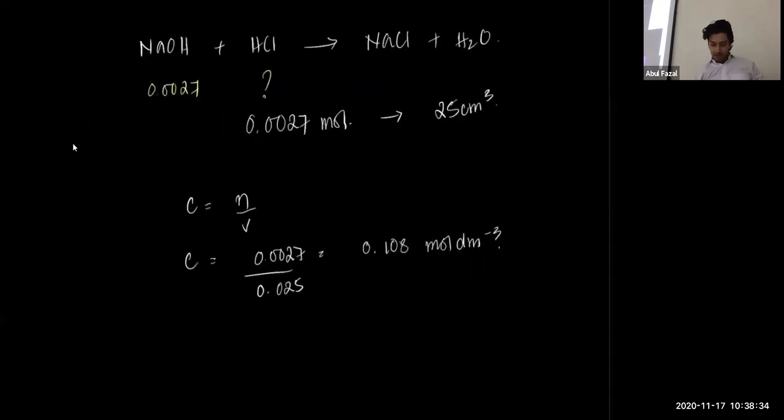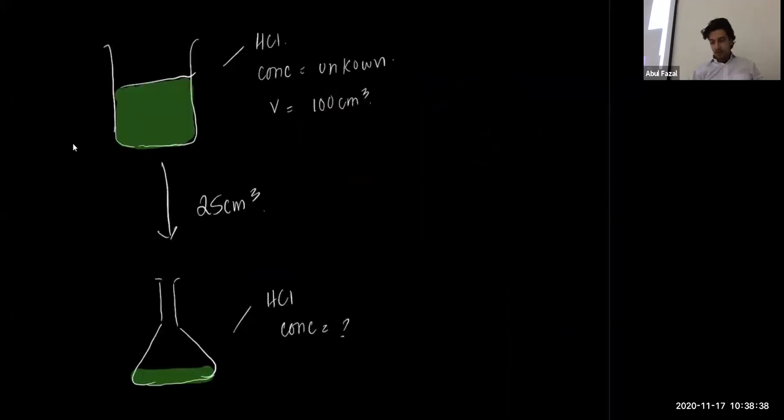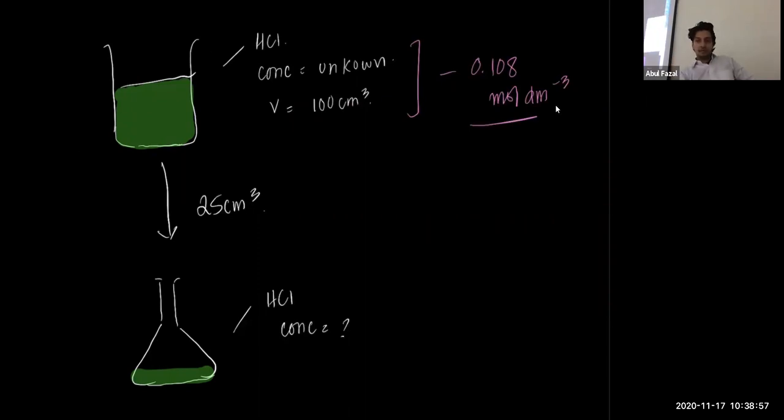Okay. So I go back to my original question. The concentration of this acid is 0.108 moles per decimeter cube. That long, right? Just to do this. We made this whole setup just to figure out the concentration.